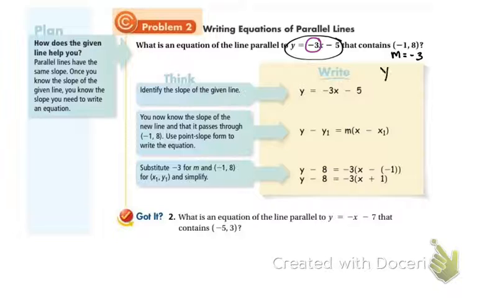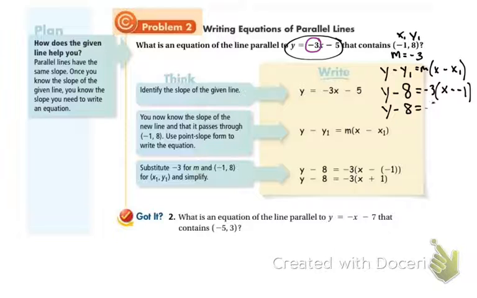So I'll use my point slope form. Y minus y1 equals m times x minus x1. Label my point x1, y1, and just plug in. So y minus, plug in 8 for y1, equals, plug in -3 for my slope, x minus, and my x1 is -1. And then again, to clean it up, I'm going to change that into a plus sign. And there would be my equation. So let's try another one.